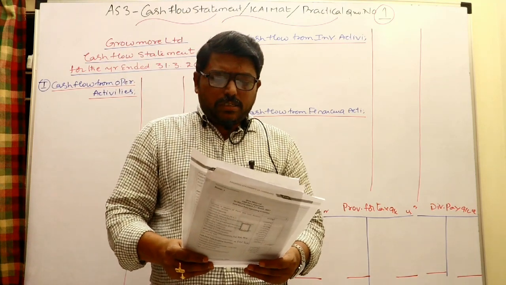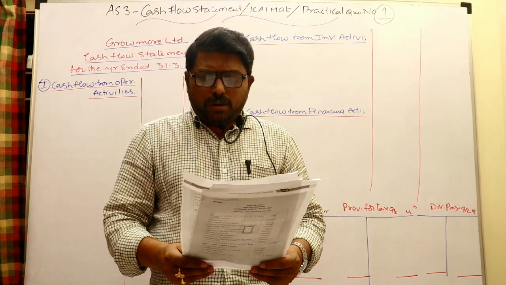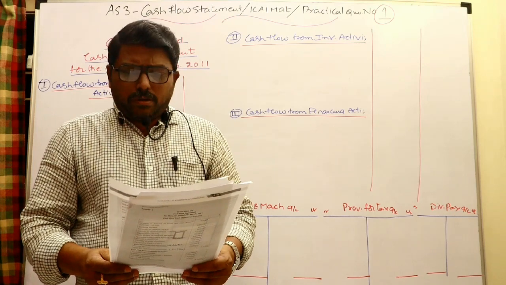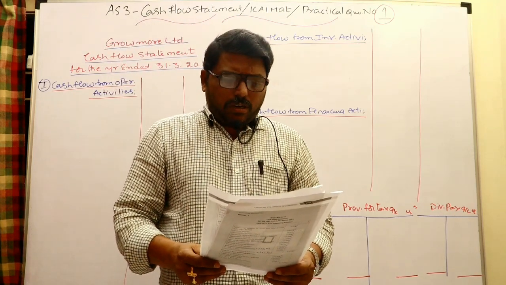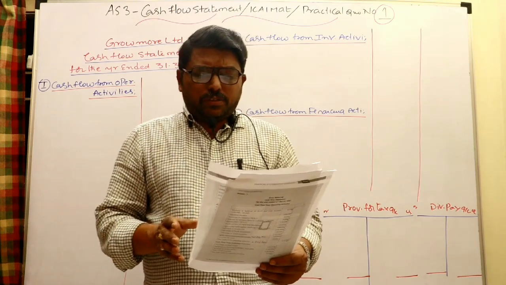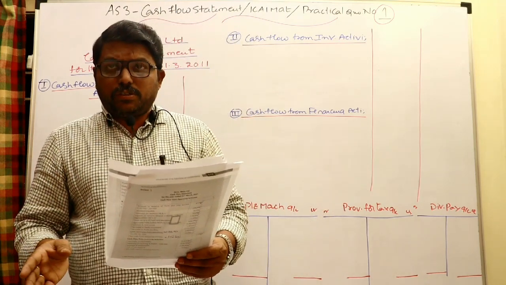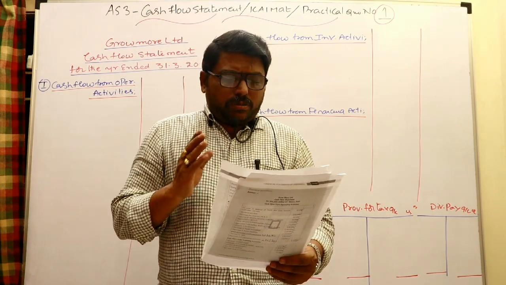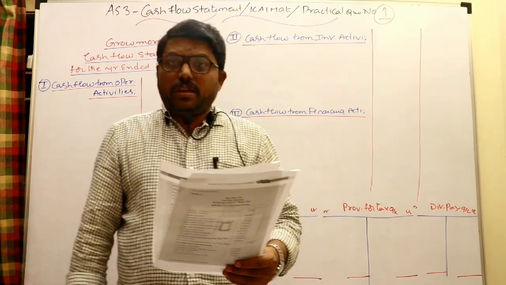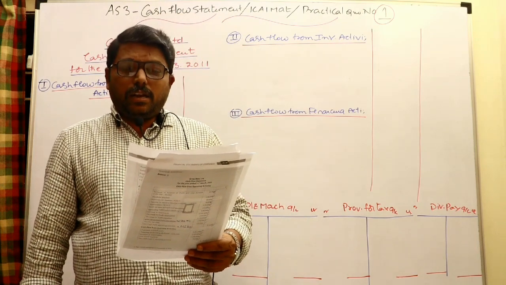From the following details relating to the accounts of Growmore Limited, prepare cash flow statement. So you are given 31st March 2011 as well as 31st March 2010. Okay, so look at the share capital. Beginning it was 8 lakhs, at the end 10 lakhs.